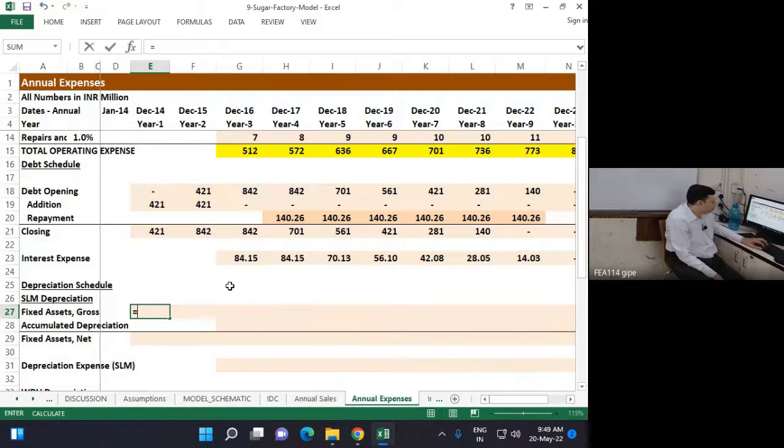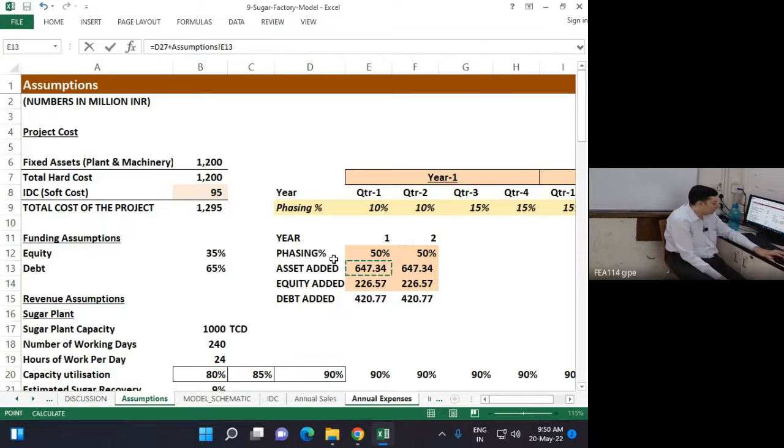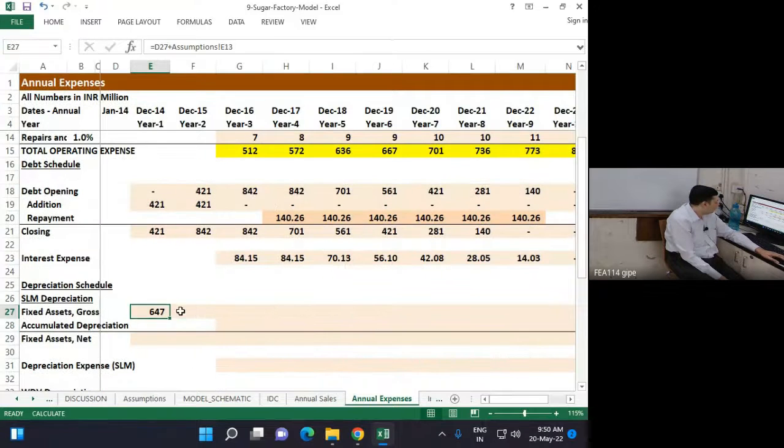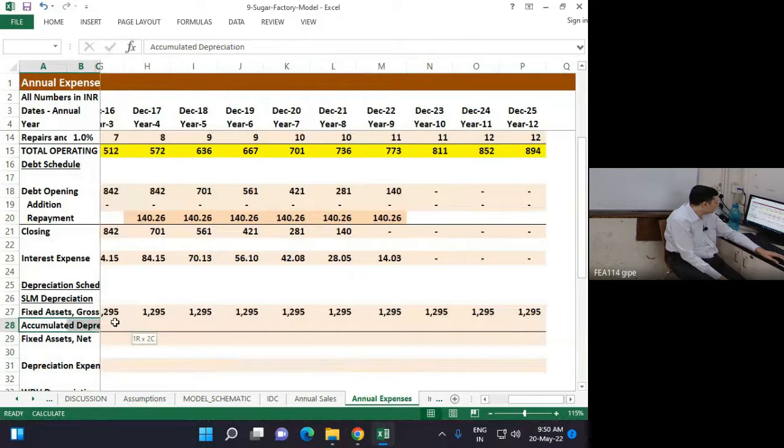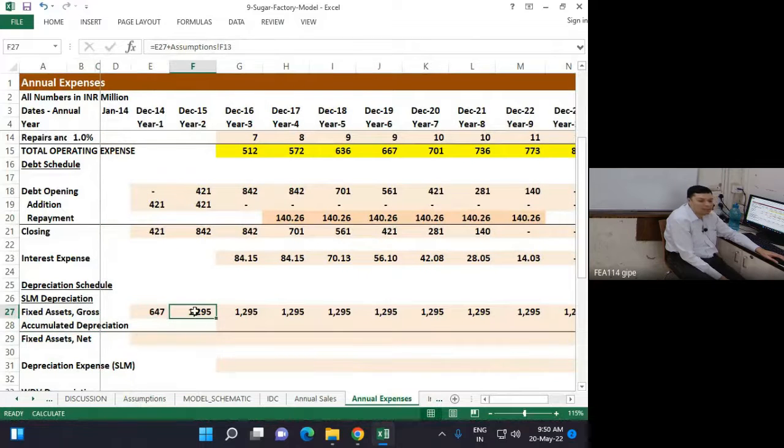So we will put the formula here. Remember, addition plus the last year's balance, that is to make the line item cumulative. The formula would be last year's balance plus, if you go to assumptions, the asset added in the current year. Here is the formula. And when you drag, you will see that added asset or say fixed asset increases first year, second year, and then remains constant going forward, which is your total project cost. Here is the formula for fixed asset gross.